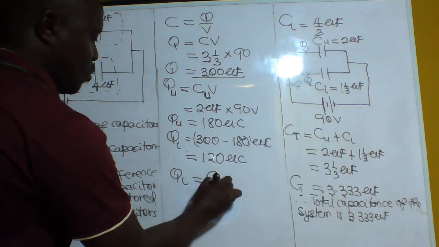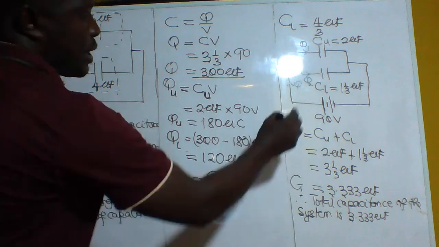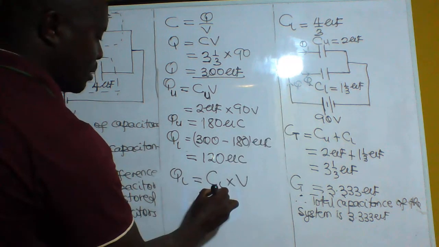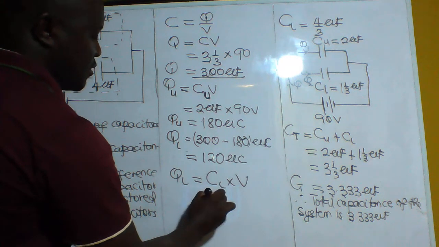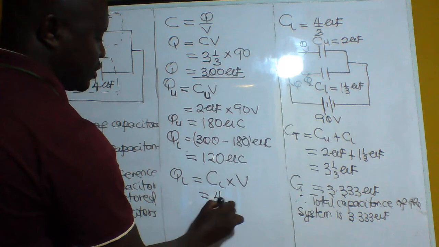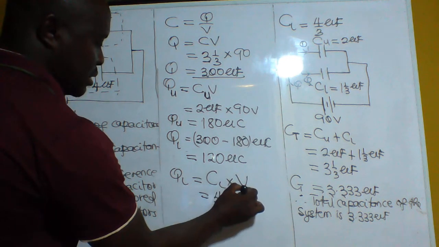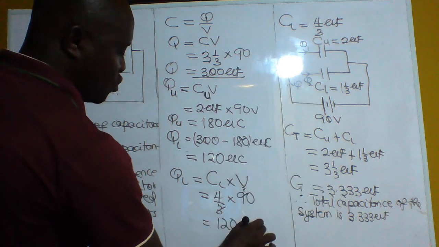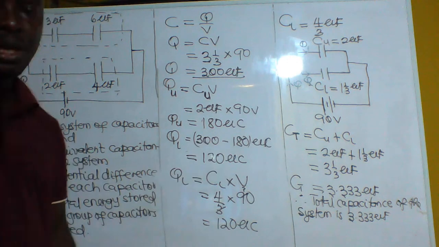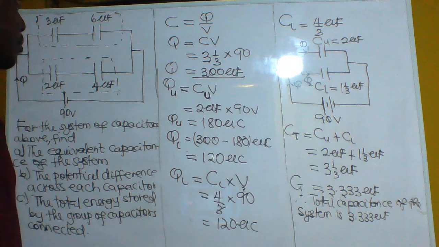However, if you still want to calculate Q lower without going by Kirchhoff's rule, then Q lower becomes C lower times V. What is C lower? C lower is 1 1/3, which is 4/3, times 90. Since this 3 divides, we have 120 microcoulomb, which gives us the same result as when we just subtracted. So that will be the charge flowing on each end.